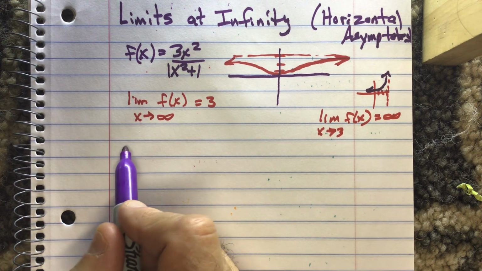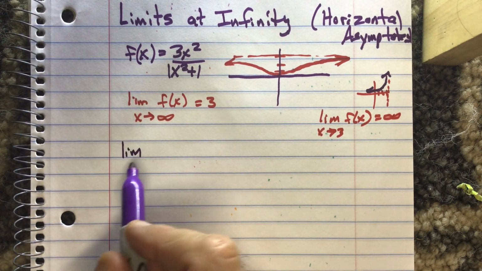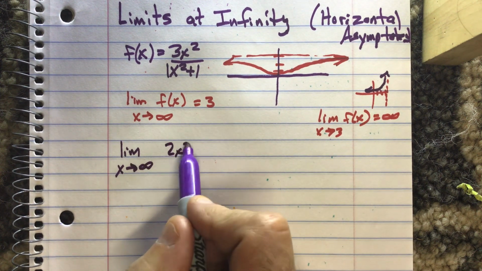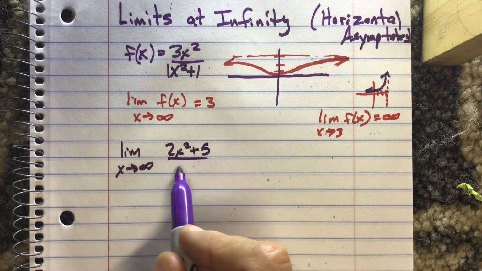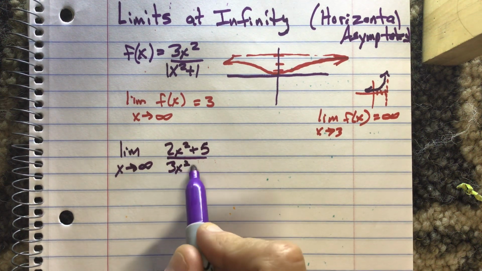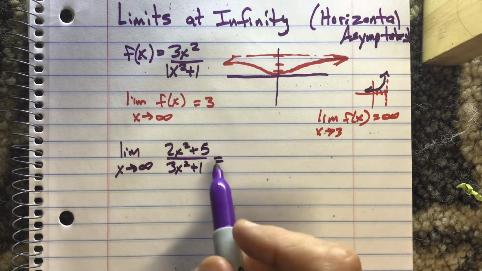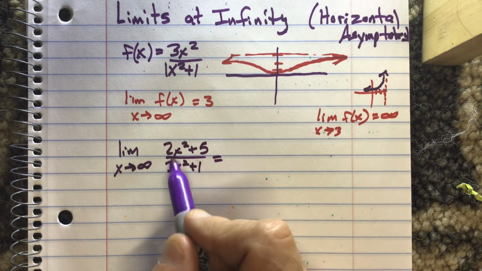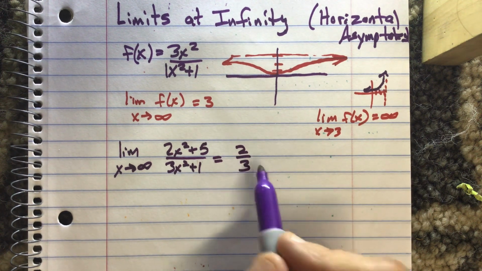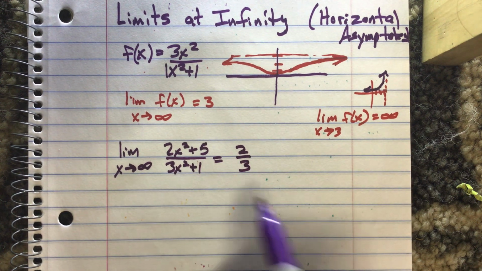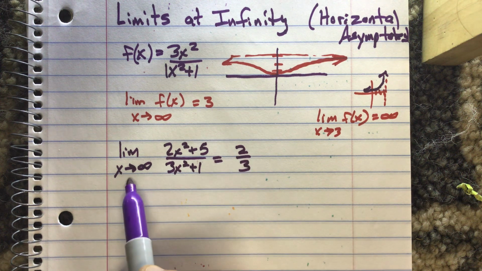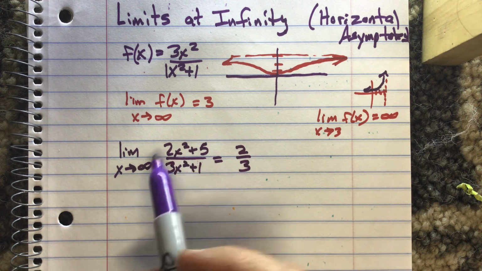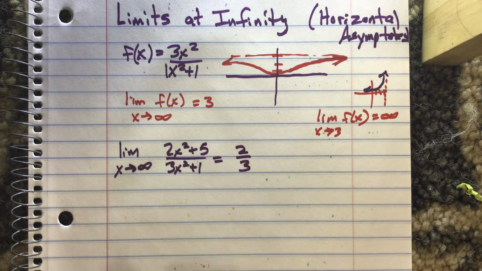Okay, so here's an example. The limit as x approaches infinity of 2x squared plus 5 over 3x squared plus 1. Because they have the same exponent, we just look at the coefficients, which in this case is 2/3, and I know that the horizontal asymptote is at 2/3. Therefore, as x approaches infinity, you're getting closer and closer to 2/3. So this is very simple because all you're doing is looking at the coefficients.